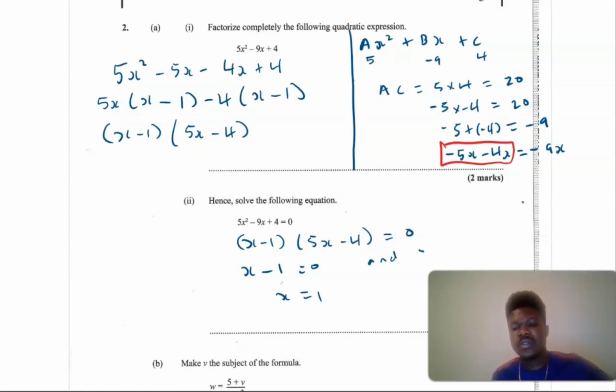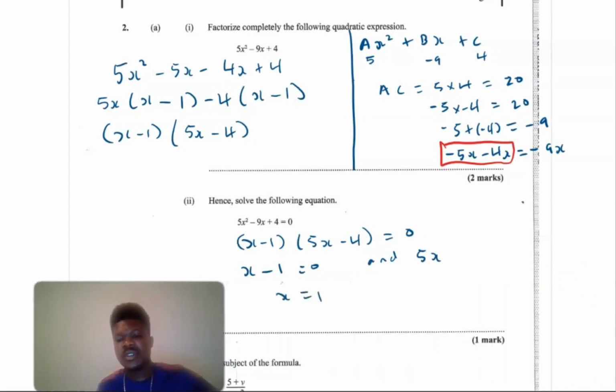and 5x minus 4 equals 0. Add 4 to both sides, so we're going to have 5x is equal to 4. Divide both sides by 5, and we have x is equal to 4/5, or 0.8, and that's our answer.